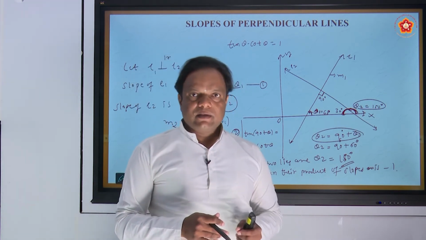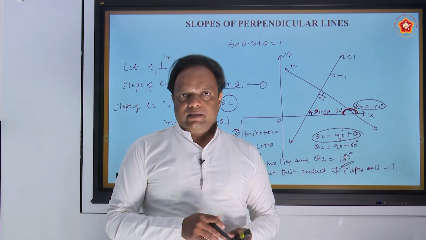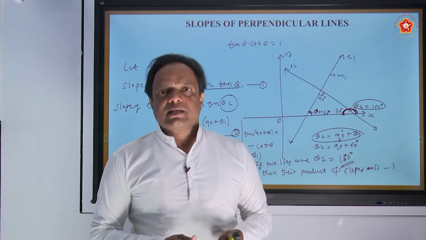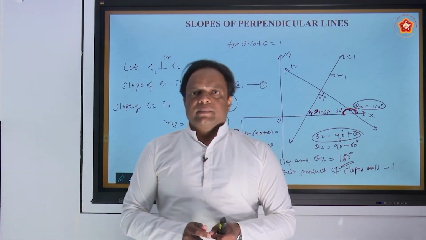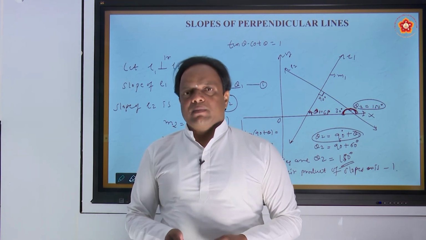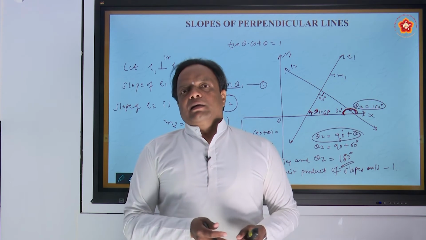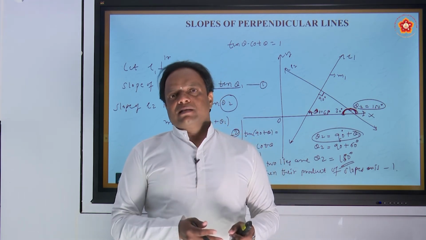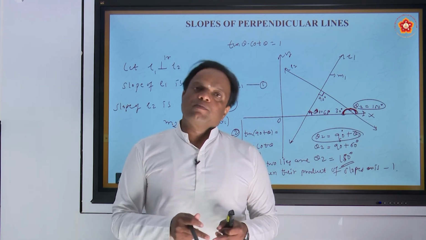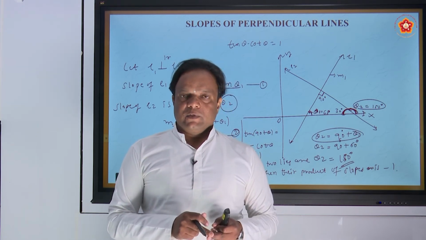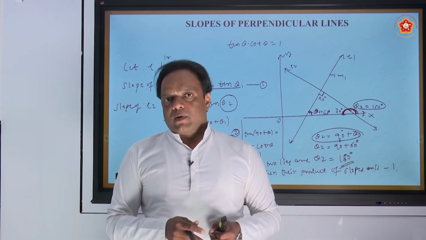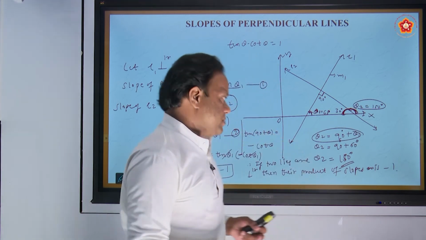If the two lines are perpendicular, then the product of slopes is minus 1. This is the concept. I think you understand this one. It's a very simple concept. If two lines are parallel, then the slopes are equal. If the two lines are perpendicular, then the product of slopes is minus 1. This is the condition for parallelism and perpendicularity of two lines when their slopes are given. I think you understand both conditions. Very important because of solving some problems. Okay, let us see the problems.